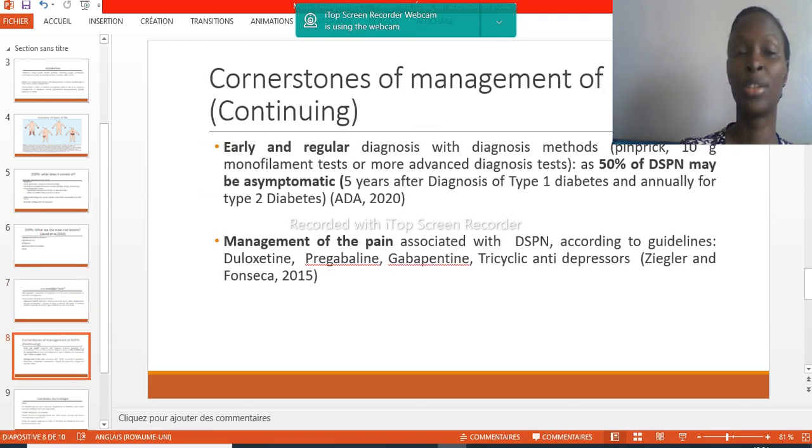The second cornerstone of the management of this condition is early and regular diagnosis with the diagnosis method, as 40% of DSPN may be asymptomatic. And the third cornerstone of management of the DSPN is the management of the pain associated with the DSPN. According to guidelines, we will be using duloxetine, pregabalin, gabapentin, or even tricyclic antidepressants like amitriptyline.